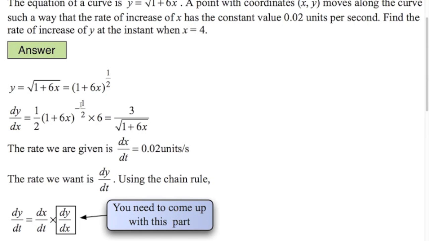So number down the front, subtract 1 from the power, multiplied by the derivative of what's inside here, which is 6, and then just tidy it up. 6 on the top, 2 on the bottom cancels to give you 3. (1 + 6x) to the minus a half is (1 + 6x) to the plus half on the bottom. So this is dy/dx.